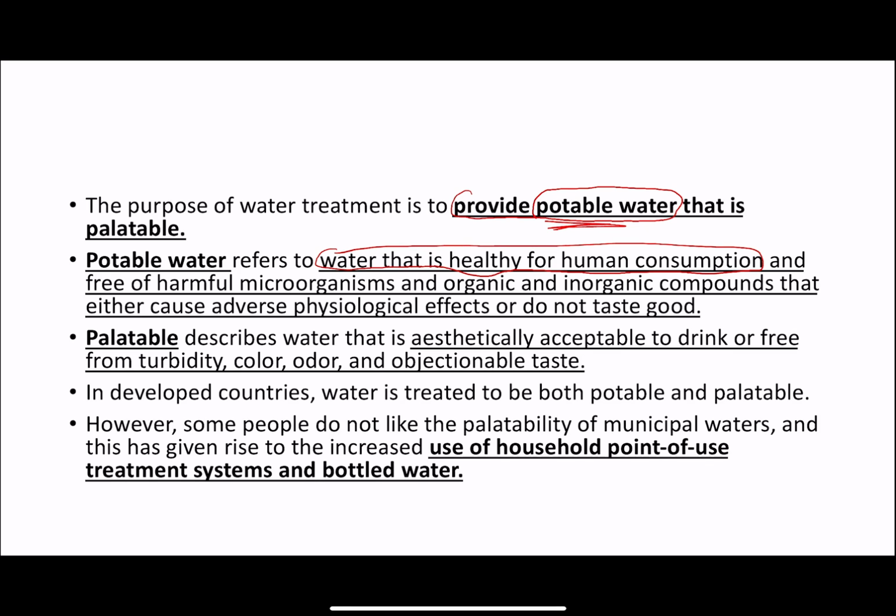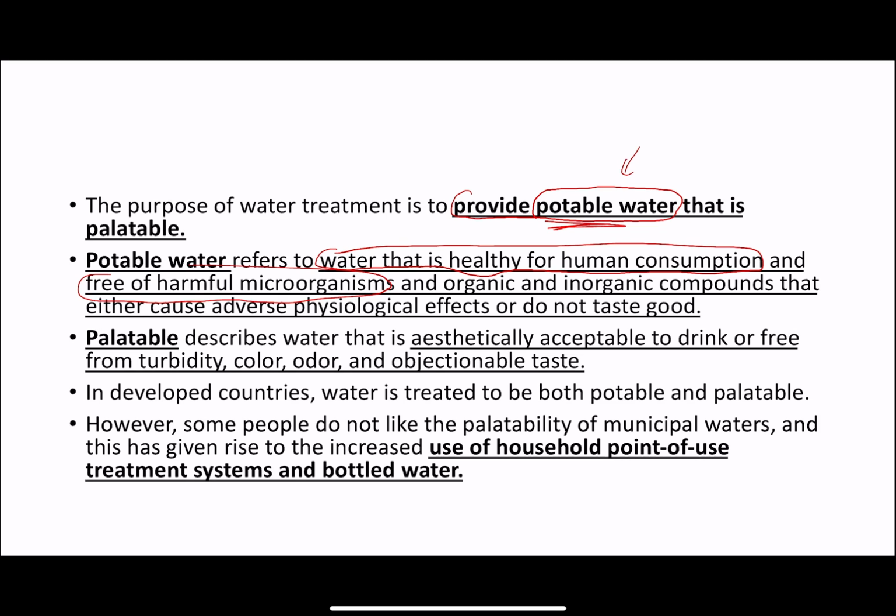So this is one of the definitions of potable water. Healthy for human consumption, and also free of any harmful microorganisms and organic matter and also inorganic matter. All of these microorganisms, organic, inorganic, if found in water, can cause adverse physiological effects or, of course, do not taste good. So, again, the purpose of water treatment is to make the water potable, to provide a potable water.